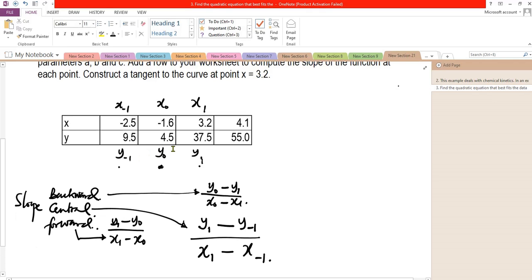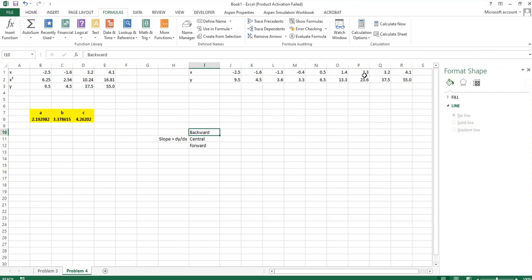Now the reason why I added some data is because the difference between 3.2 and minus 1.6 is not 0.9. 4.1 minus 3.2 is 0.9, and subtracting minus 1.6 and minus 2.5 will give you 0.9. But from here to here it's not 0.9, so that is why I added some values here.